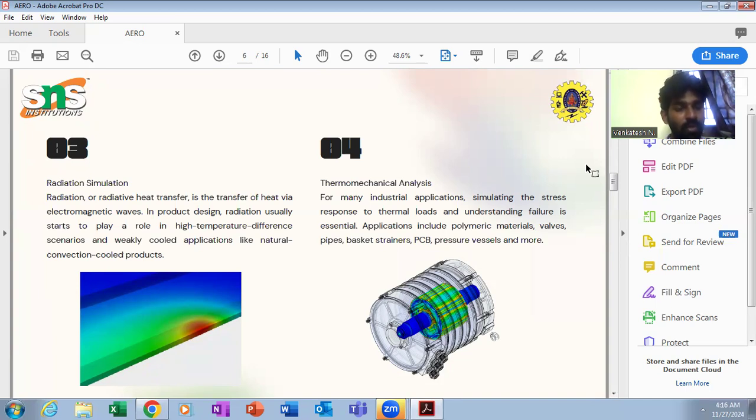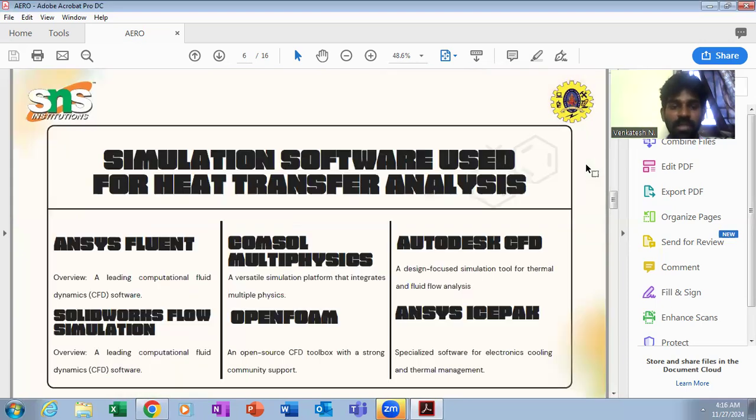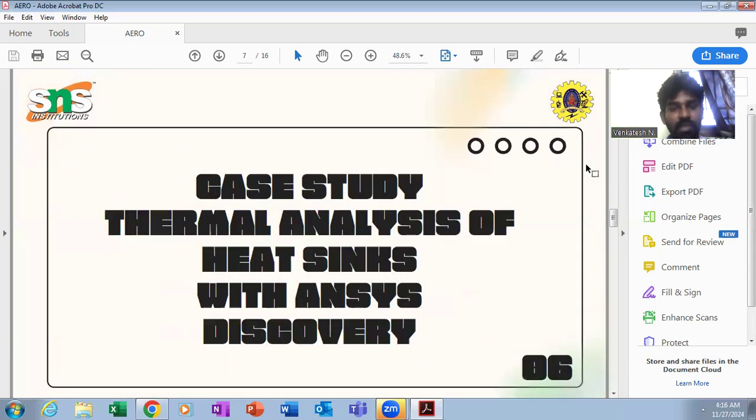natural convection cooled products. Thermomechanical analysis: for many industrial applications, simulating the stress response to thermal loads and understanding failure is essential. Applications include polymeric materials, valves, pipes, pressure vessels, and more. And these are some of the simulation software used for heat transfer analysis: ANSYS Fluent, SolidWorks Flow Simulation, COMSOL Multiphysics, OpenFOAM, Autodesk CFD and ANSYS Xpact.